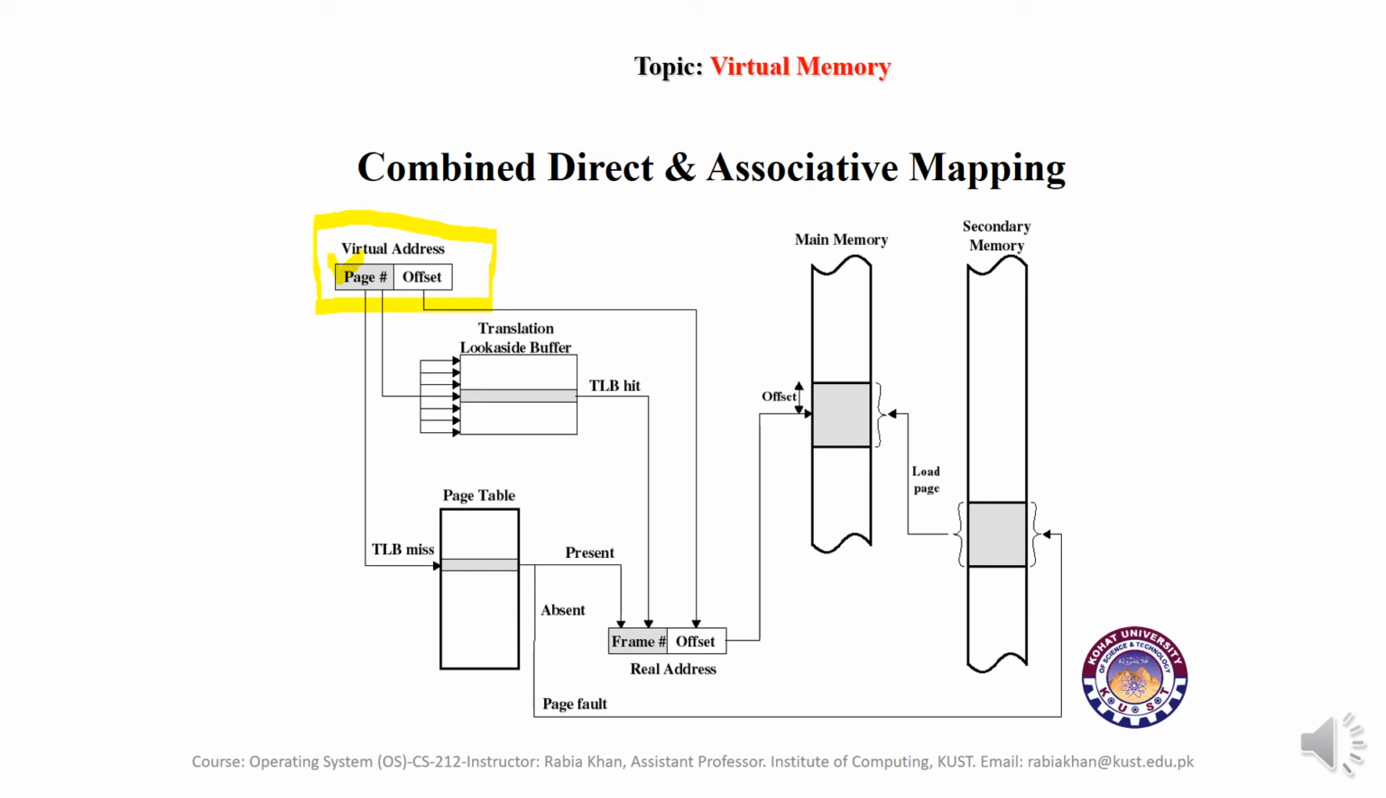So the virtual address is generally generated by the CPU. Now first we go for the associative mapping, the translation look-aside buffer technique.